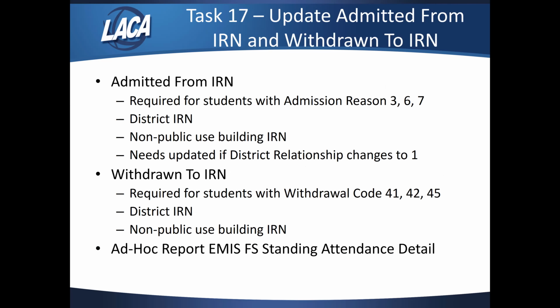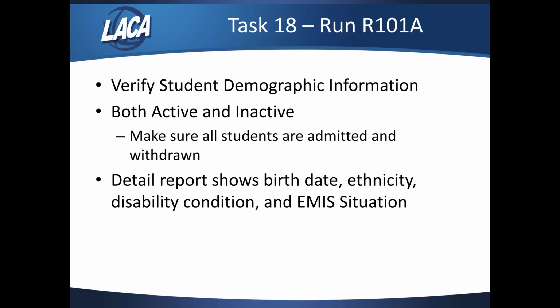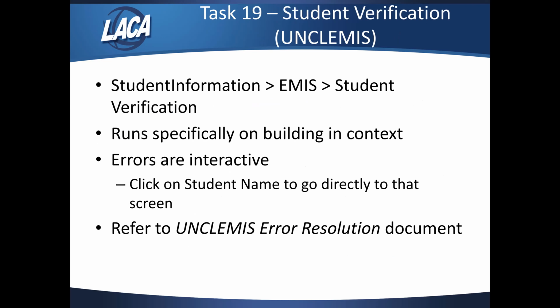Update the admitted from and withdrawn to IRNs. You should be doing this as you admit and withdraw students on a regular basis. Run your R101A to verify all of your students and their demographic information is there and accurate. Run your student verification. Your building should be running this frequently. The screen is interactive. You can click on the error and it will take you to the screen and you can correct.